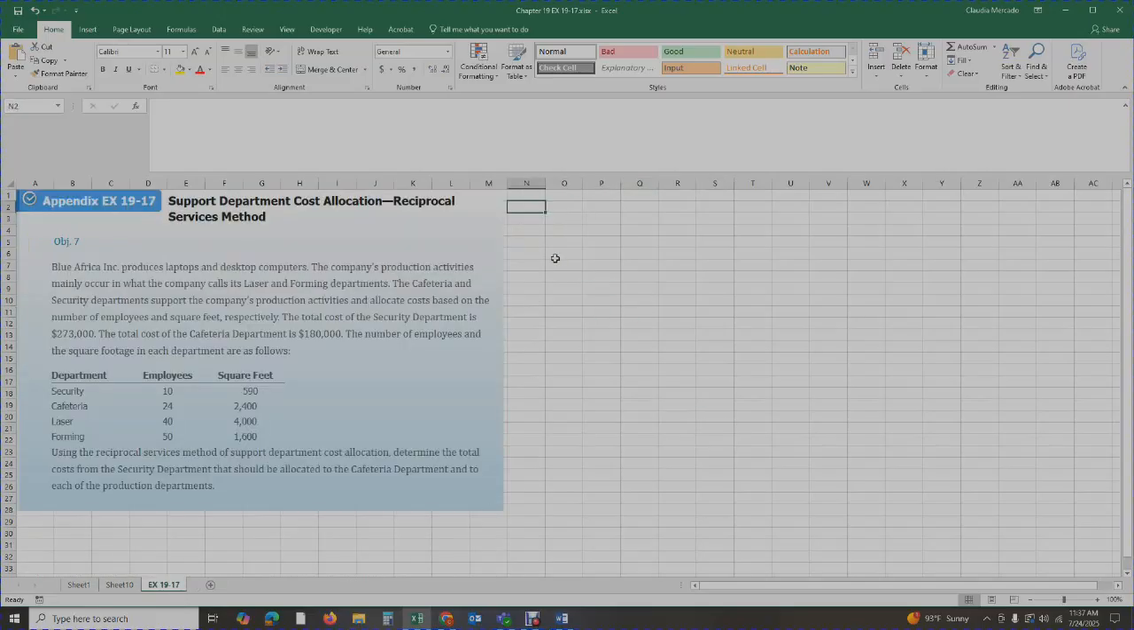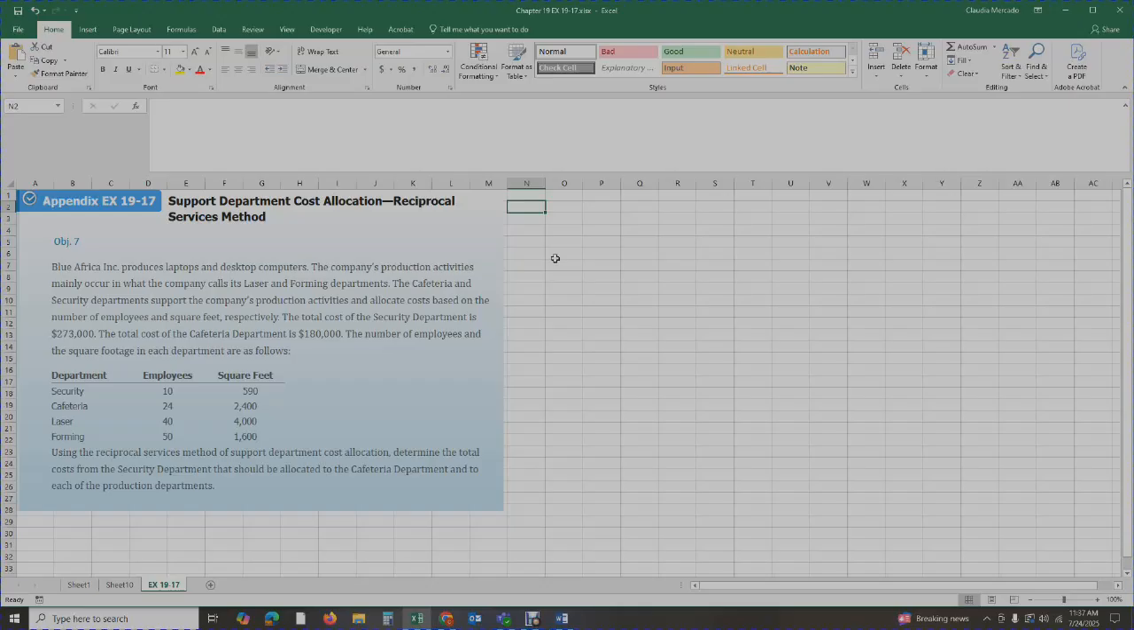Okay, so now let's tackle the problem at hand. Let's see what the problem says, okay? Blue Africa produces laptops and desktop computers. The company's production activities mainly occur in what the company calls its laser and forming departments. That is where we make the laptops, in laser and in forming. Now, the cafeteria and the security departments support the company's production activities and allocate costs based on the number of employees and square feet, respectively.